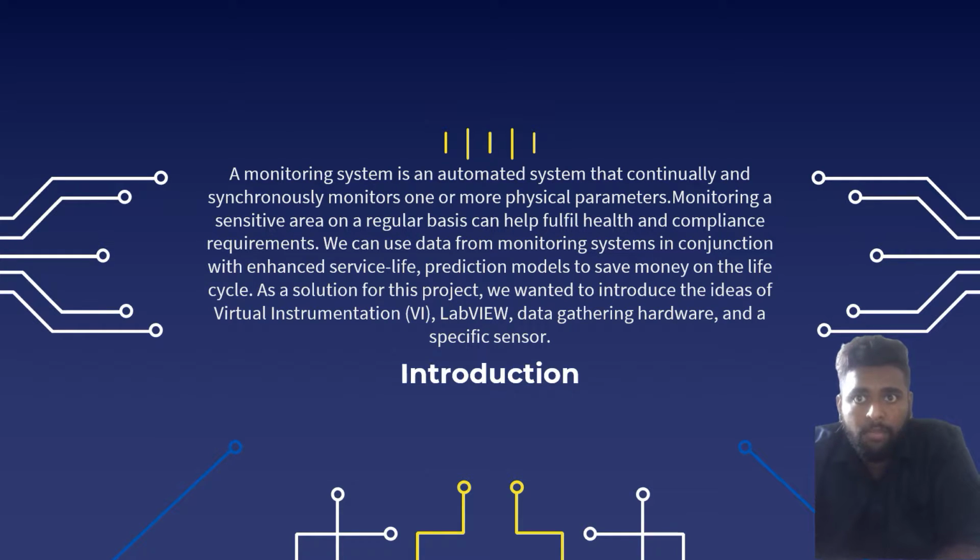Today I would like to introduce our project, which is the temperature sensor. First of all, I would like to explain to you all and Madam about the monitoring system. What is a monitoring system? It is an automated system that continually monitors one or more physical parameters such as temperature, relative humidity, wind speed, light intensity, soil moisture, and so on. Monitoring a sensitive area on a regular basis can help fulfill health and compliance requirements.